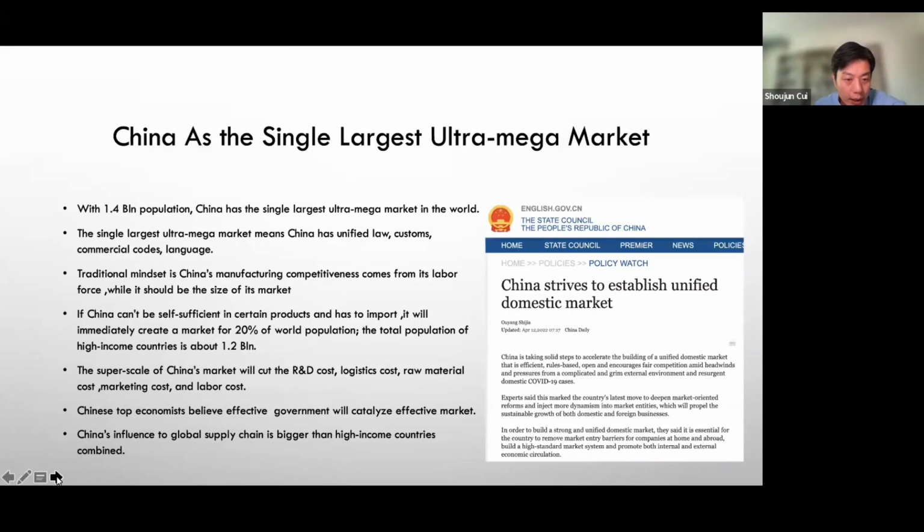So Chinese top economists believe that effective government will catalyze the market. So the government planning is very important. The micro planning. China is a market economy, but the government plays a role in guiding the economy. So China's influence on the global supply chain is bigger than high-income countries combined. That is a landscape for the future.